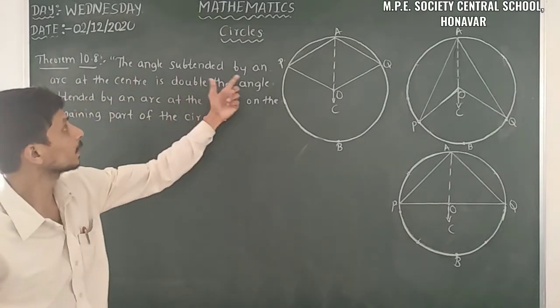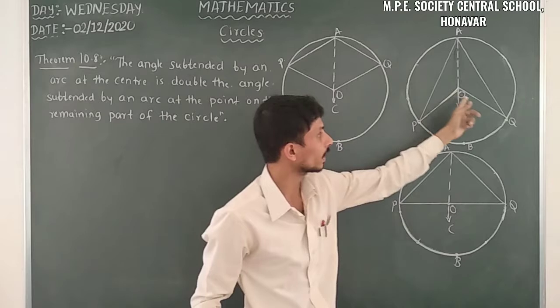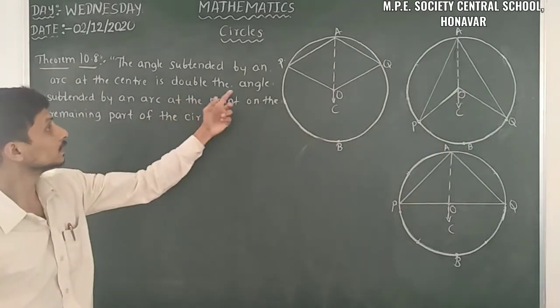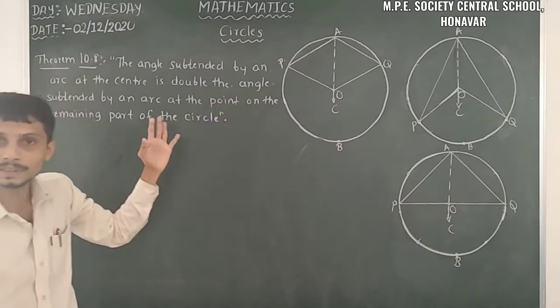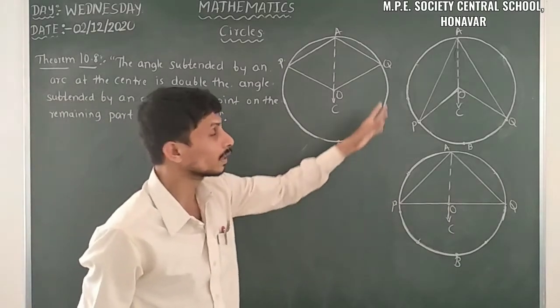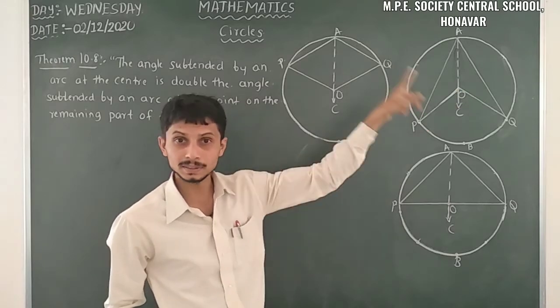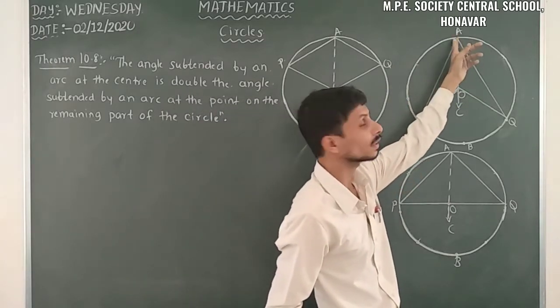The angle subtended by an arc at the center. And the other part is the angle subtended by an arc at a point on the remaining part of the circle. You can take the point anywhere. That means at any part of the circumference of the circle you have to take a point. That is A. So here I am taking A.